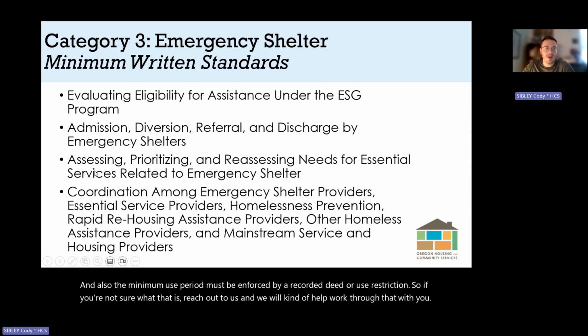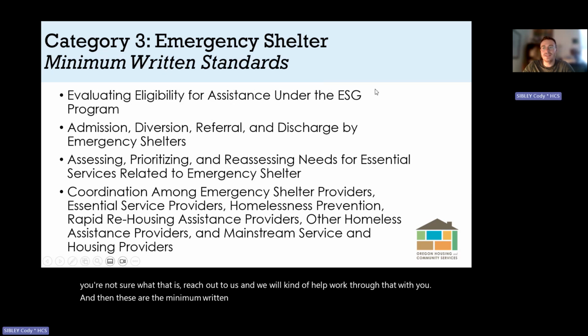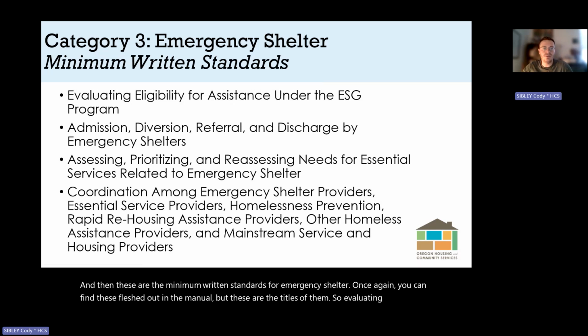And then these are the minimum written standards for emergency shelter. Once again, you can find these fleshed out in the manual, but these are the titles of them. So evaluating eligibility for assistance under the ESG program, admission, diversion, referral, and discharge, assessing, prioritizing, and reassessing needs, and then coordination amongst ESG or emergency shelter providers, essential service providers, homelessness prevention, rapid rehousing, etc.